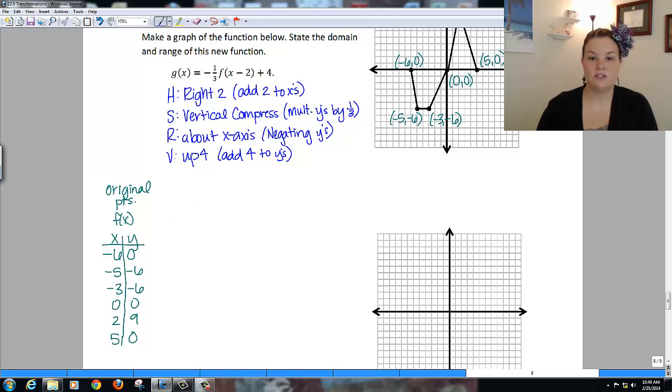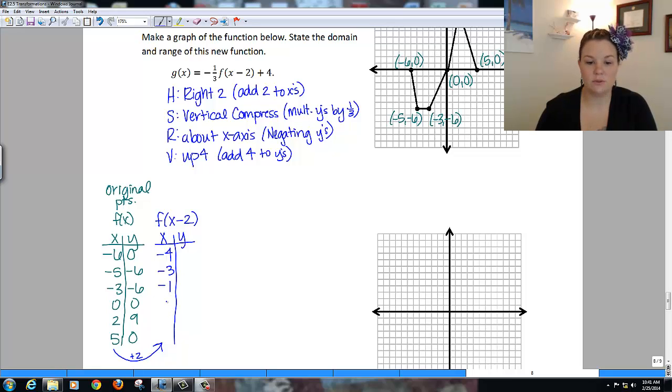So the first thing I need to do is my horizontal shift to move it right 2. So now my function is going to look like f of x minus 2. To move it right 2, I'm going to add 2 to my x's. So I take my x's from the previous table, and I'm going to add 2. So -6 plus 2 is -4. -5 plus 2 is -3. -3 plus 2 is -1. 0 plus 2 is 2. 2 plus 2 is 4. And 5 plus 2 is 7. I didn't do anything to my y's, so I'm just going to leave them the same.